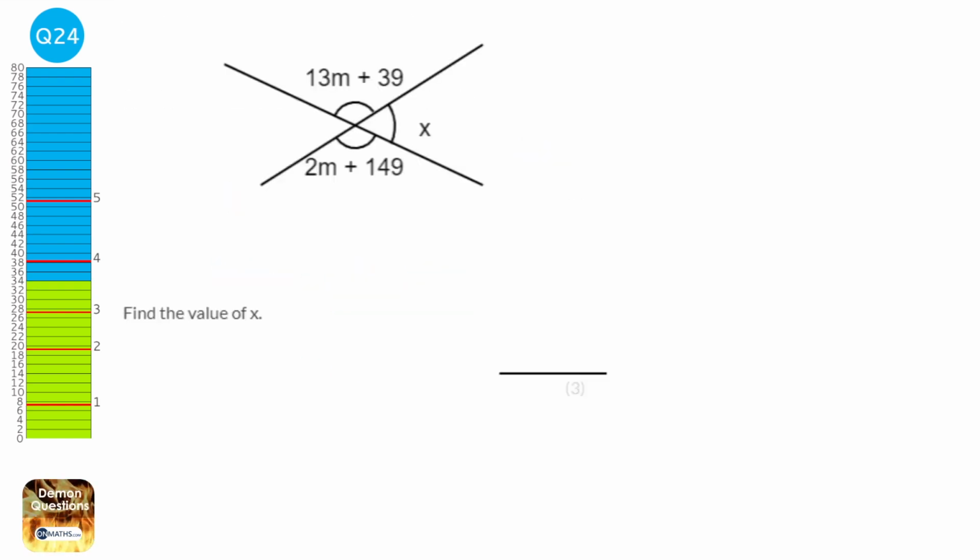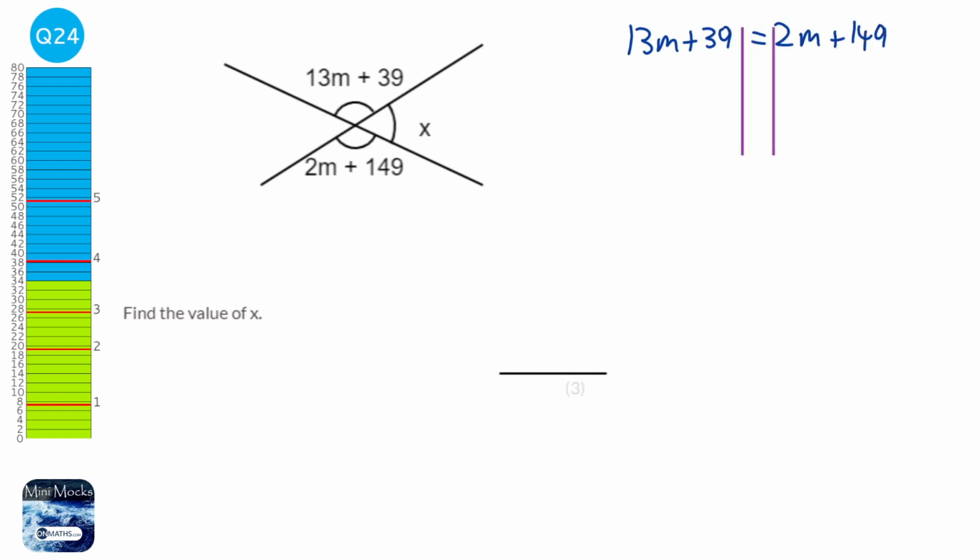So we have a set of vertically opposite angles here and here. We're going to start with those because we have to find out what m is before we can work out what x is. Vertically opposite angles are always equal. So we've got 13m plus 39 is going to equal 2m plus 149. And we're going to get our lines in there because we're going to solve this.